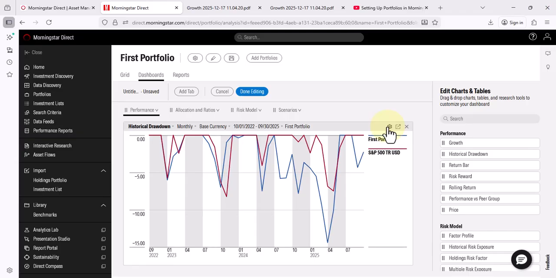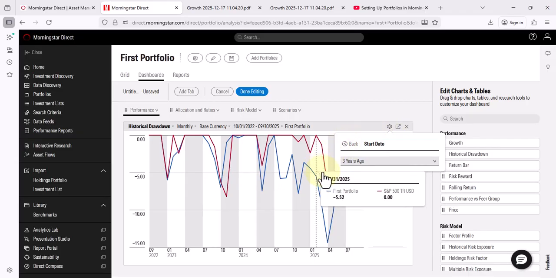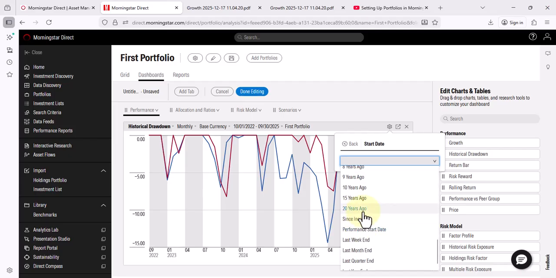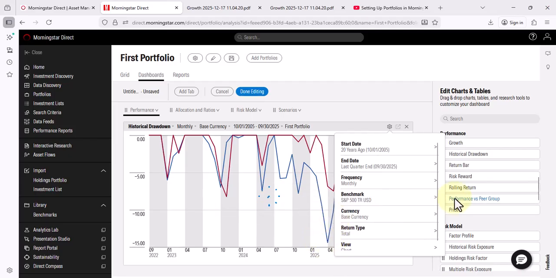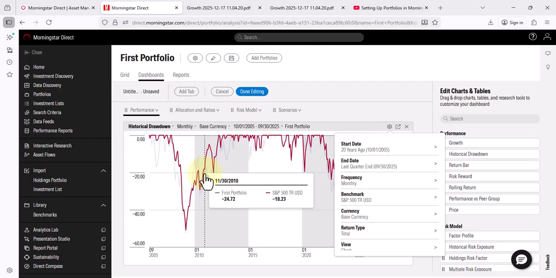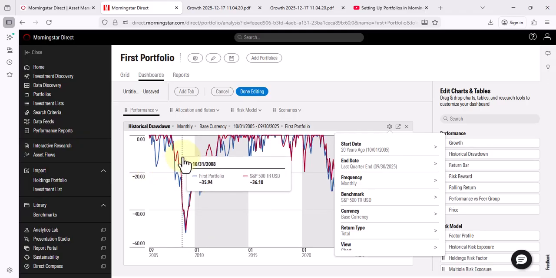Again, I'm going to go to the gear here. My start date, I want to go back 20 years, because that's also going to include the financial crisis, and that was one of the things I wanted to look at. So this includes the S&P 500, which is our red line here, and then our portfolio that we created with those 3 stocks is our blue line. One thing to note is if we have stocks or other investments in our portfolio that don't go back this far, then we wouldn't be able to use this entire time period.